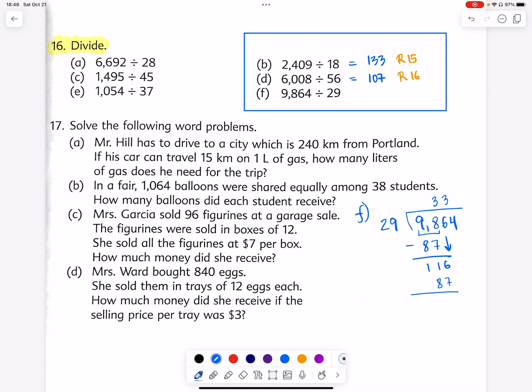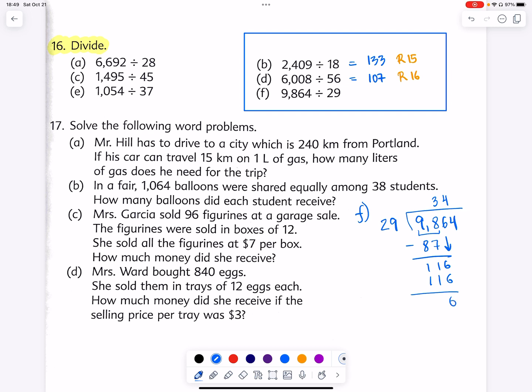Oh, 29. Whoa, we cannot have a remainder of 29. That means we could have taken one more time. Roll back, roll back, roll back. Let's take 29 goes into 116 4 times. 9 times 4 is 36. 2 times 4 is 8 plus 30. 116 remainder 0. How beautiful.